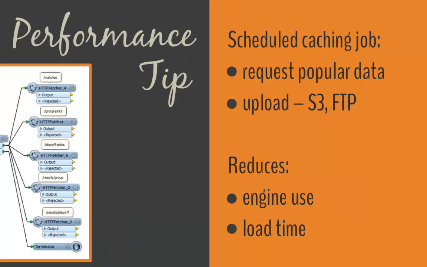Yeah. So if you've got all these requests coming in from users, a lot of the data is probably going to be the same actually. So what you can do to improve performance there, reduce CPU usage, and speed everything up, is to run a scheduled caching job. So on a schedule you just run the processing and put it in some location where your users can get it. S3, FTP, anywhere we can write to.